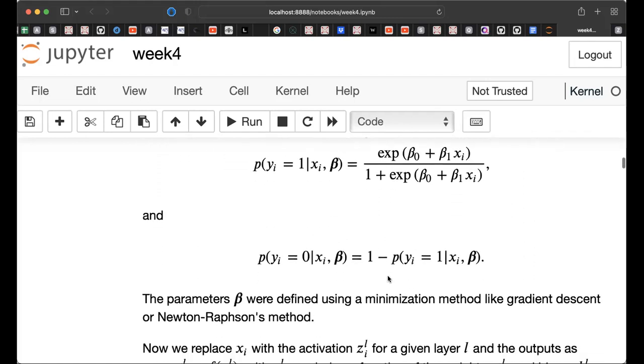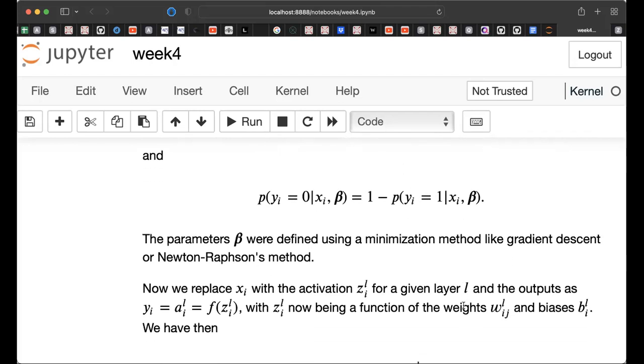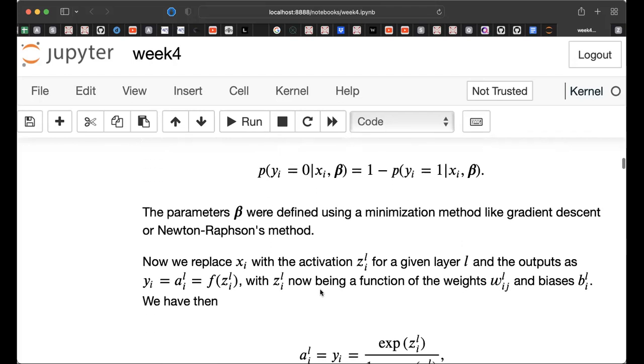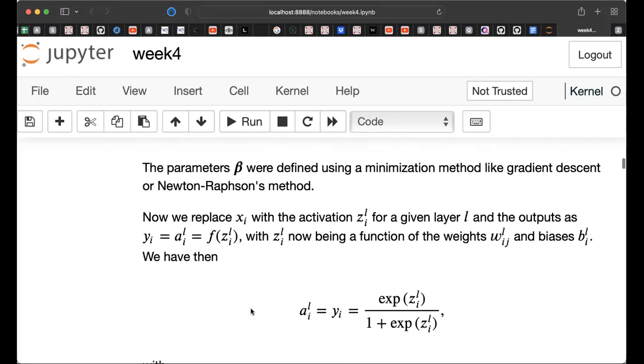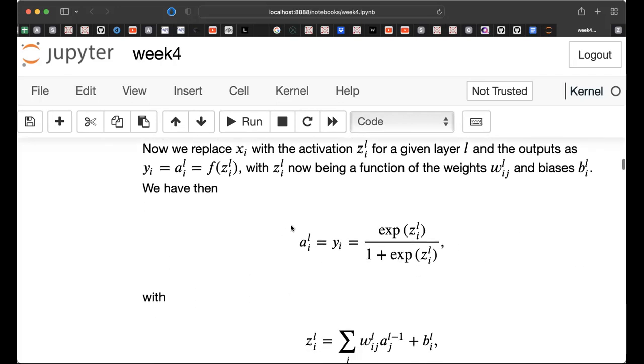And the functions will be given by this, and we could use something like a gradient descent method. But now we're going to replace these x's with activation functions or the activation inputs, and then the outputs are going to be given by the inputs manipulated by the activation functions. And this is what we're going to get.